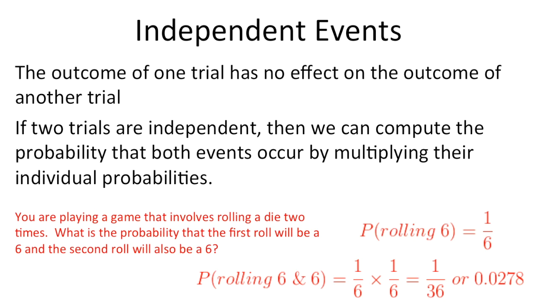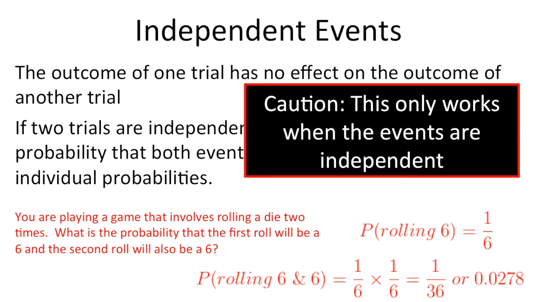Because these are independent events, we can multiply the probability of rolling a 6 the first time times the probability of rolling a 6 the second time. So 1 over 6 times 1 over 6 equals 1 over 36, or 0.0278. So the probability of rolling a 6 on the first roll and the second roll is 0.0278. Word of caution, this only works when the events are independent. If the events are not independent, then you cannot apply this rule.